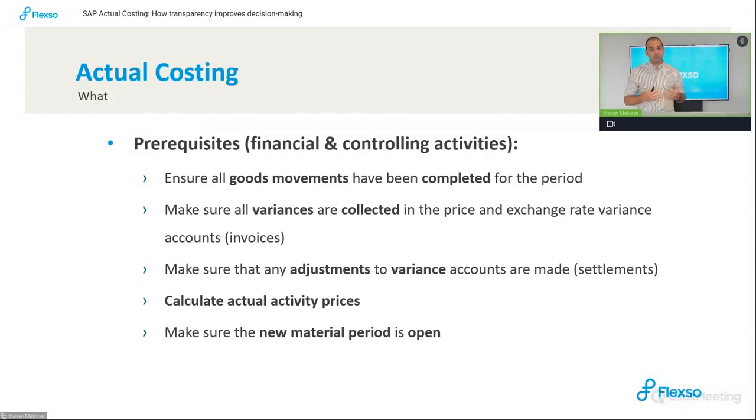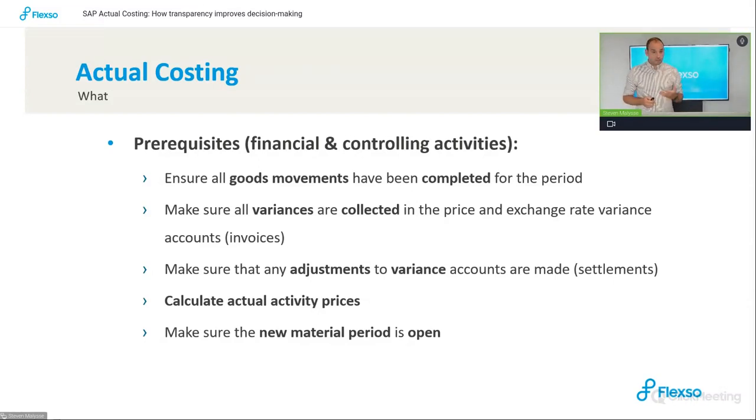Before we can do actual costing, before we can calculate our PUP, actions need to be done. Of course, all our goods movements need to be completed for the period. We need to make sure that all our variances are reflected, and by this I mean not only the production order variances, but also the purchase price variances from your purchase invoices. We need to calculate our actual activity prices, and that would allow us to calculate the PUP.